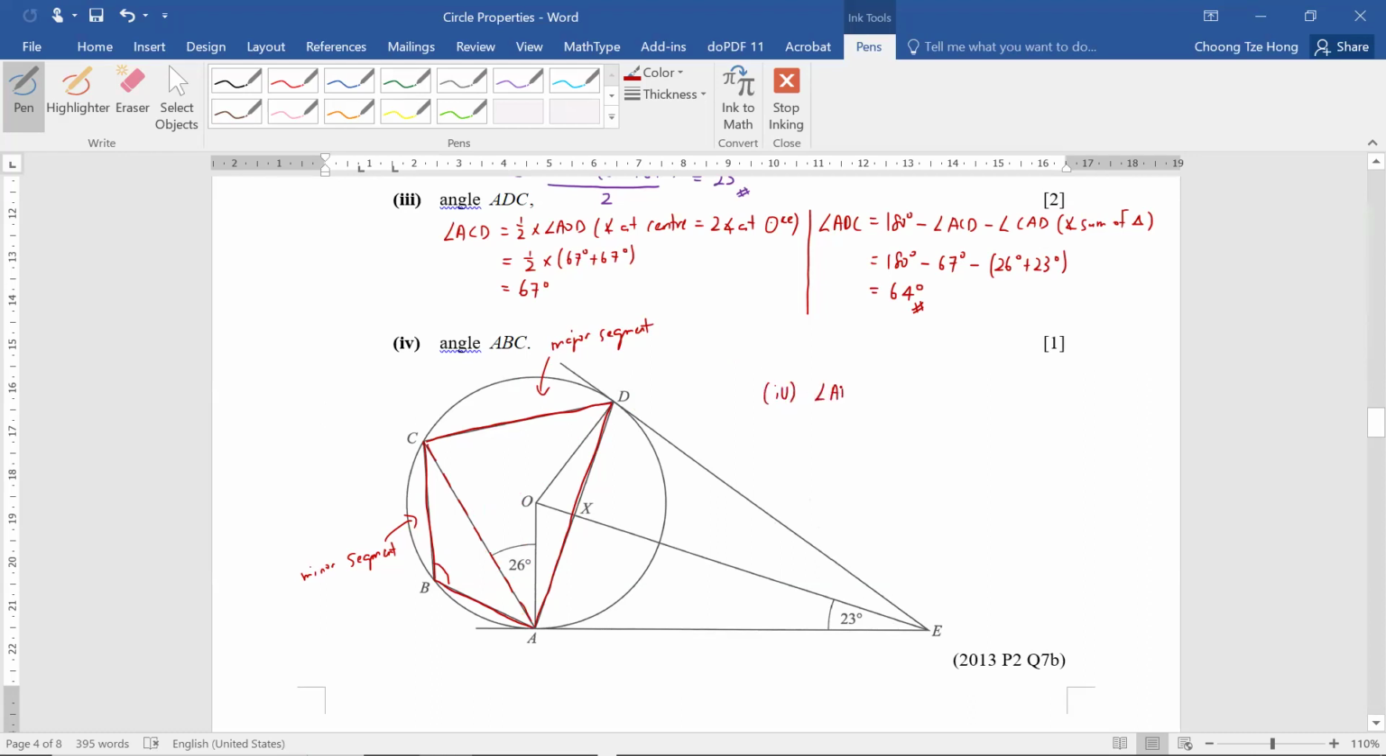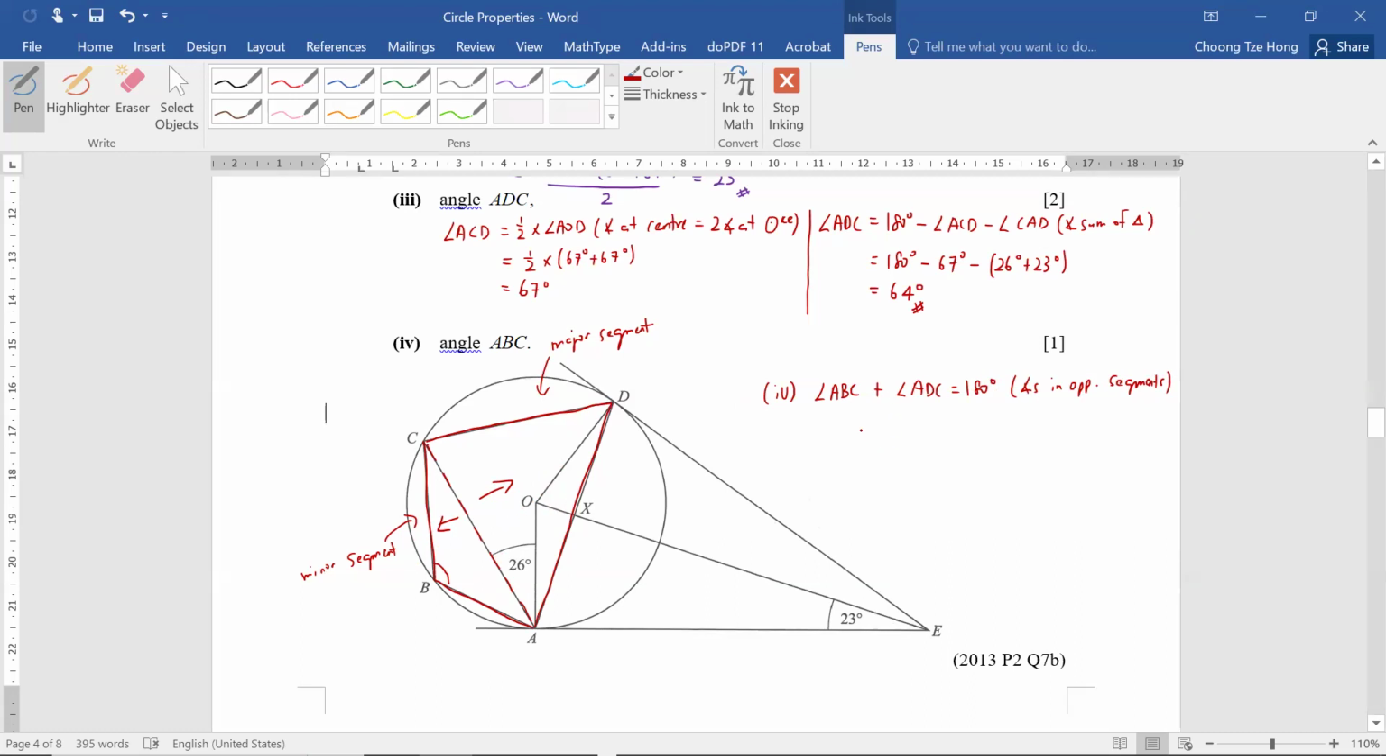So angle ABC plus angle ADC will be 180. The sum of angles in opposite segments will be 180. Why opposite segments? Because they are on different sides of the line AC. You see, ADC is on this side, ABC is on this side. Whenever you have the arrows pointing in opposite directions, then it's angles in opposite segments. If it's angles in the same segment, then the two arrows will point in the same direction.